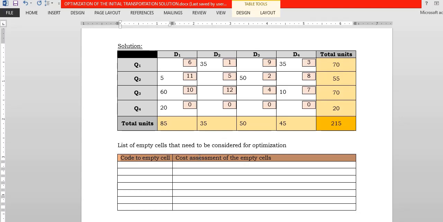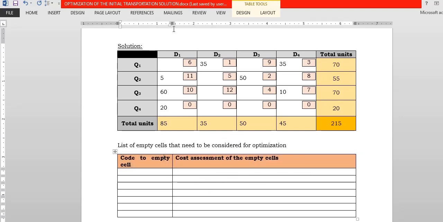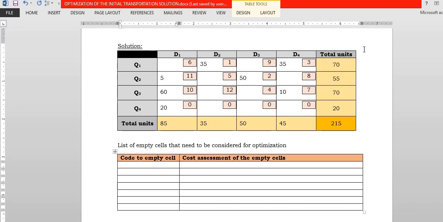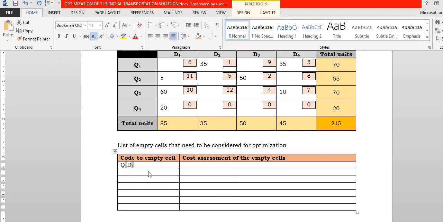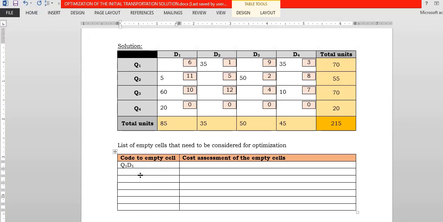Okay, so here we are. The first empty cell we see here is Q1D1. So I shall put it here, Q1D1, with subscripts, like that. Okay. From there, if you go downwards, all these are filled. Next column, we have Q2D2, Q3D2, and Q4D2.